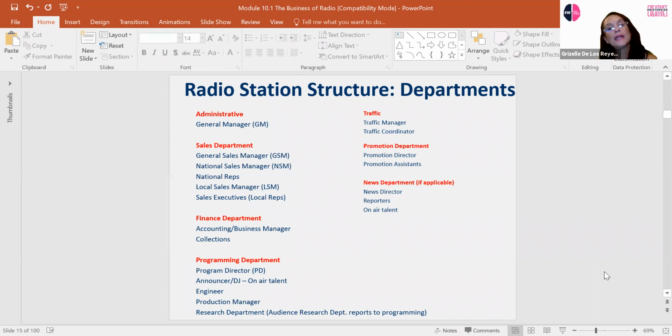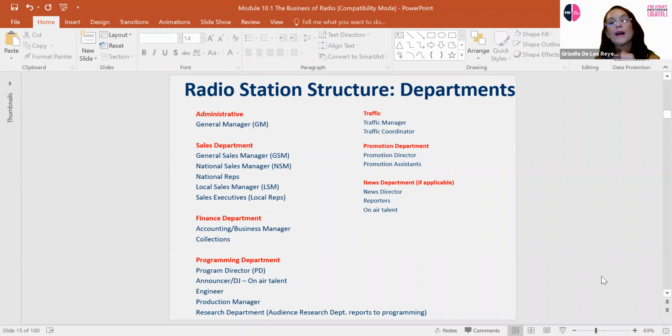The other thing I want to mention, because I've talked about this with television, is that this is very typical for broadcast. You have your general manager, the person that manages and heads a station. It's the GM, or general manager. Then you have your sales department, which has a general sales manager, or GSM, and a national sales manager, or NSM. That's the person that deals with agencies or advertisers that are not in that local market. The buy may be coming from someplace else, not locally.